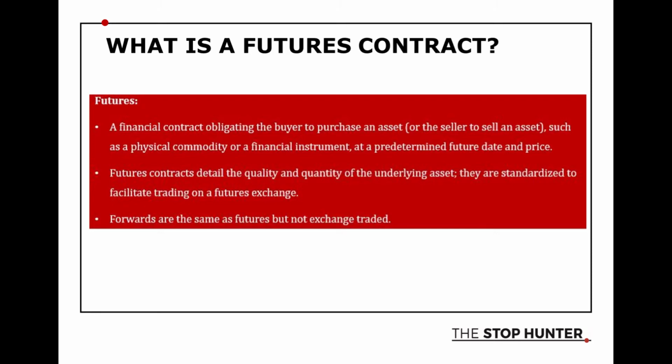It is quite straightforward, really. It's a financial contract obligating the buyer to purchase an asset or the seller to sell an asset, like we say, a physical commodity or a financial instrument, at, and this is an important bit, a predetermined future date and price. And those contracts will also detail stuff like quality and quantity of that underlying asset.